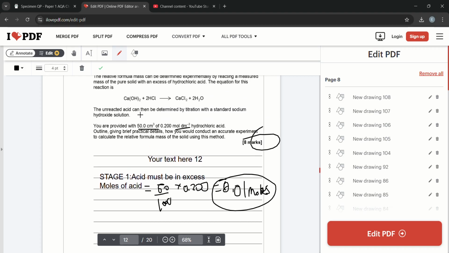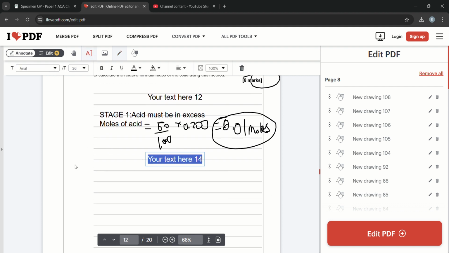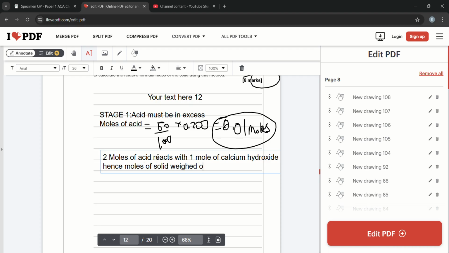And we know that 2 moles of acid react with 1 mole of calcium hydroxide. Type that down. 2 moles of acid react with 1 mole of calcium hydroxide. Hence, the moles of solid weighed out must be less than half the moles of acid.